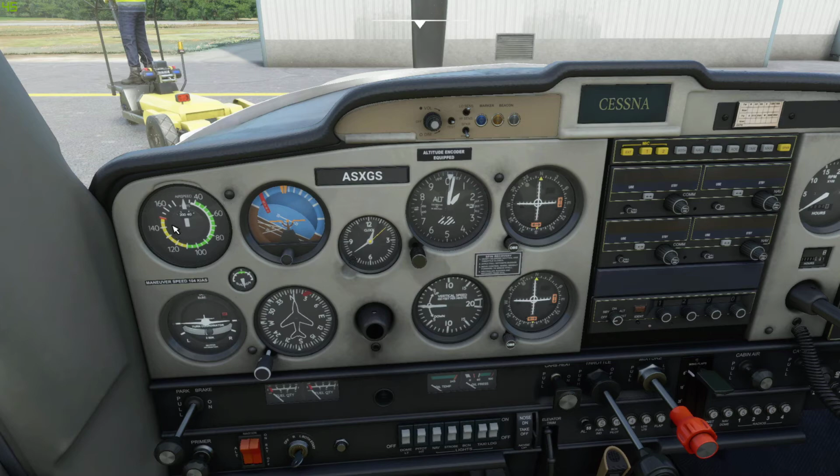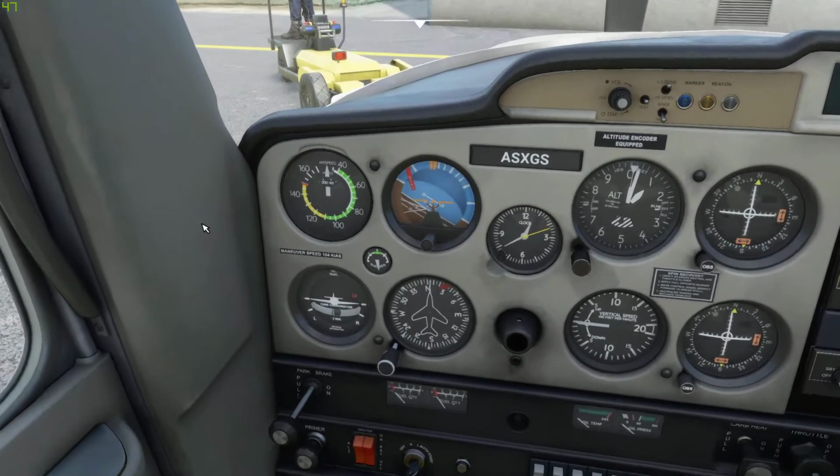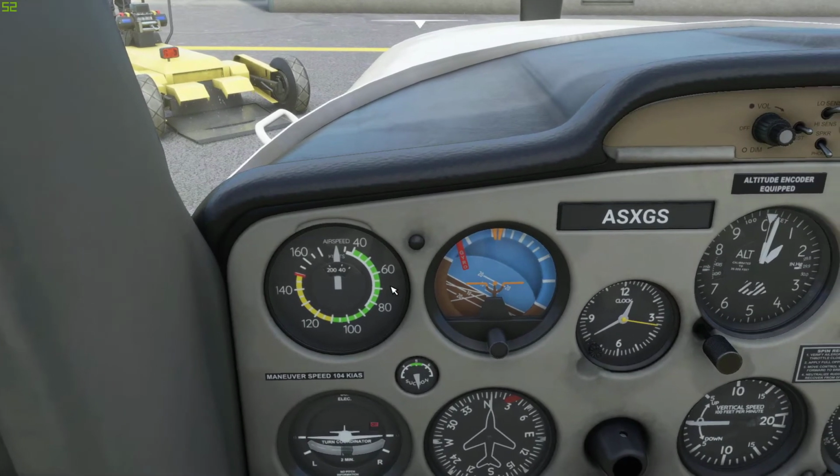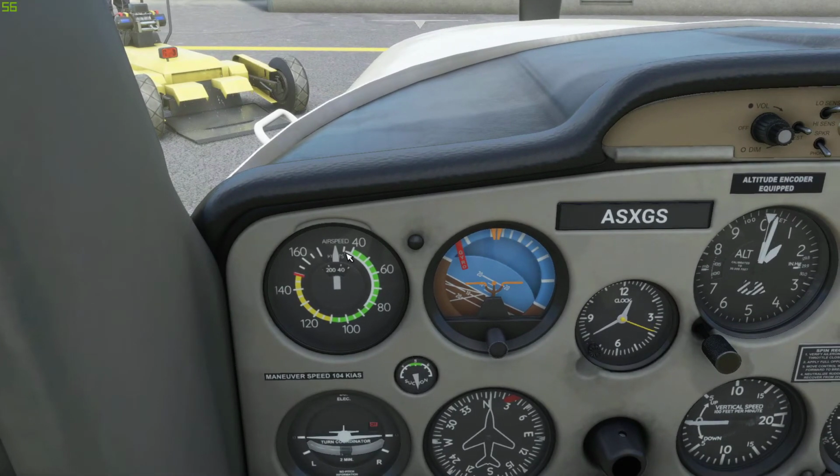So, we're starting here. This is the airspeed indicator. This just gives our airspeed in knots. 1 knot is equal to 1.15 miles per hour. So that's a speed we use for aviation. The green band right here shows safe airspeed.